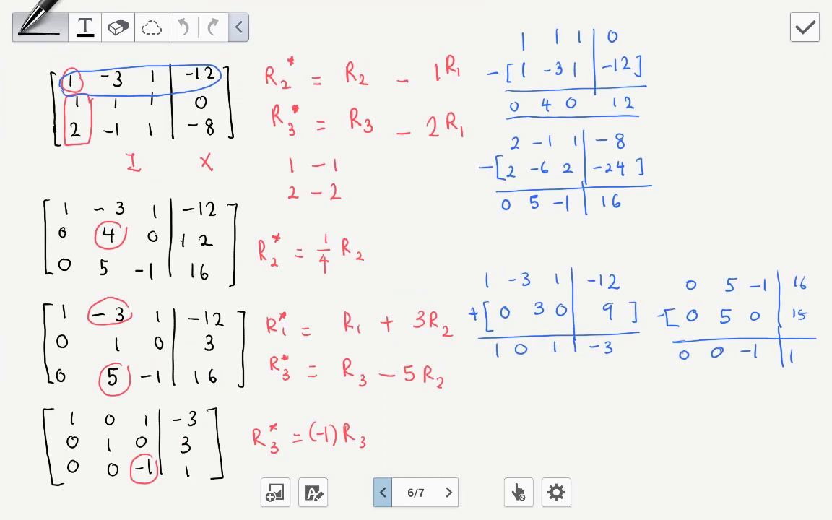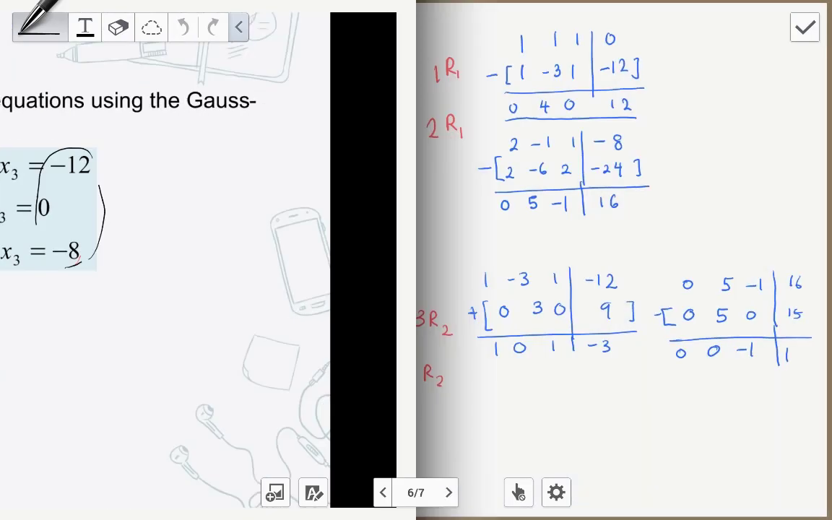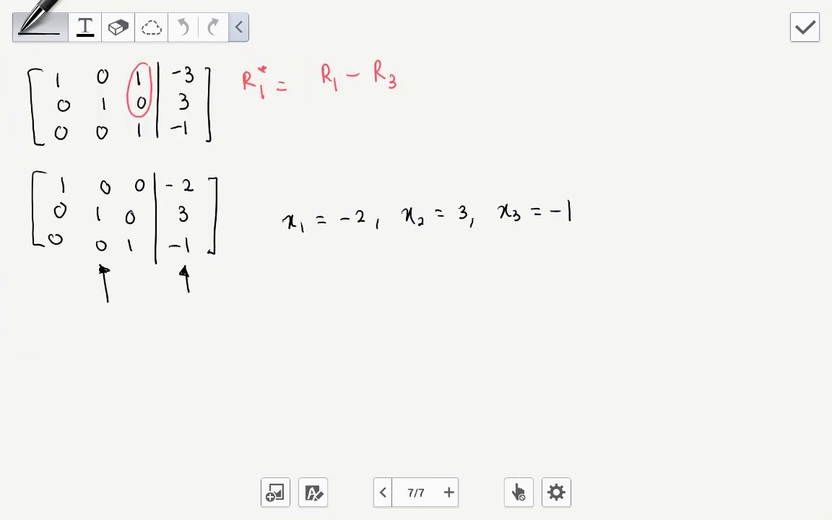Let's say we are given a question, a system of linear equations, and they're going to ask us to solve for x1, x2, x3 using the Gauss Jordan elimination method. Our steps would be writing down your matrix in augmented form, where this is your matrix A and this is your matrix B. Our aim is to change matrix A to identity, and automatically the matrix B will become your solution. How to change to identity? We will use the template that we have learned in our elementary row operation.